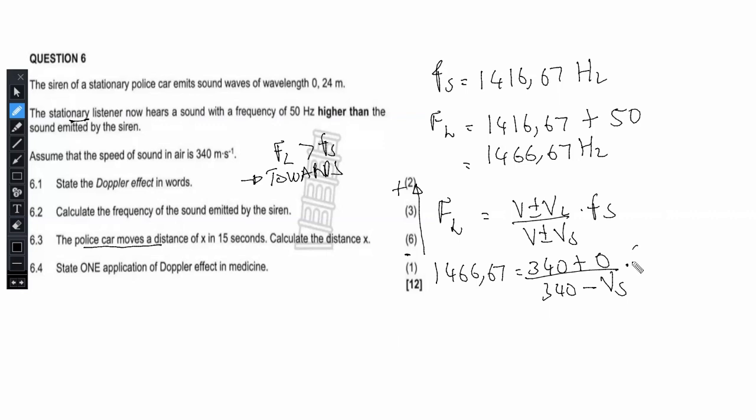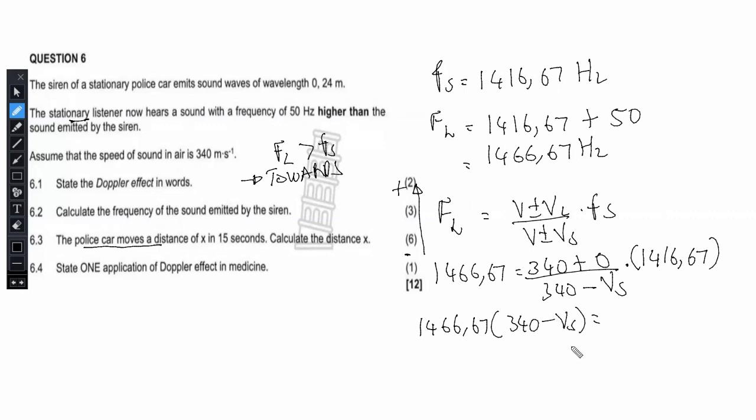And then the frequency of the source is 1416.67. At this point, when we want to calculate, we know what to do. We can just cross multiply here. So basically, when it comes to this point, it's just your maths muscles working, right?